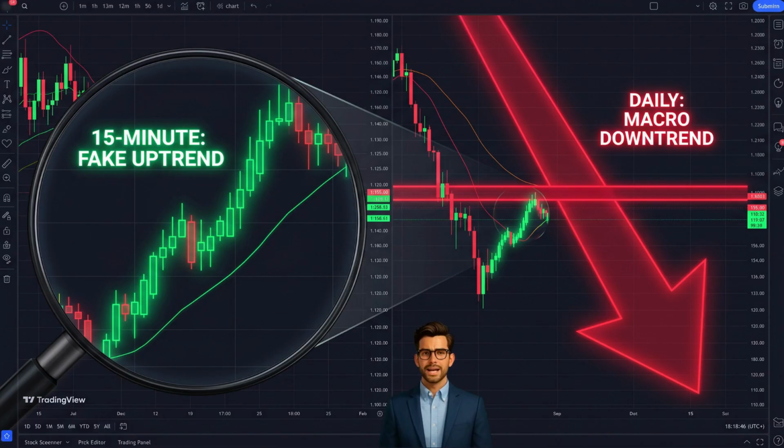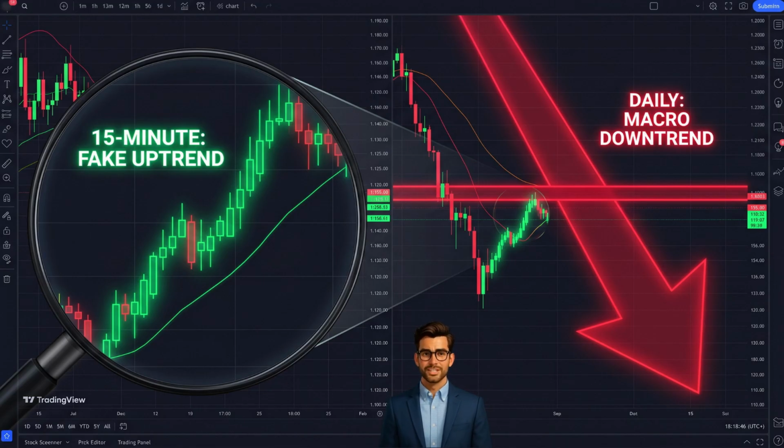Let us begin by addressing the absolute biggest disease that destroys the accounts of 95% of retail traders: timeframe tunnel vision. When a beginner opens their charting platform, they typically select one specific time frame that they feel comfortable with, usually the 5-minute, 15-minute, or the 1-hour chart. They draw their support and resistance lines, they apply their moving averages and oscillators, and they base their entire financial risk on what that single, isolated view is telling them.